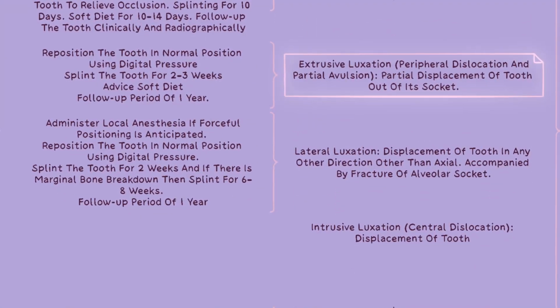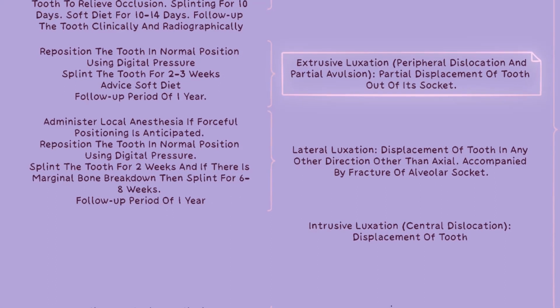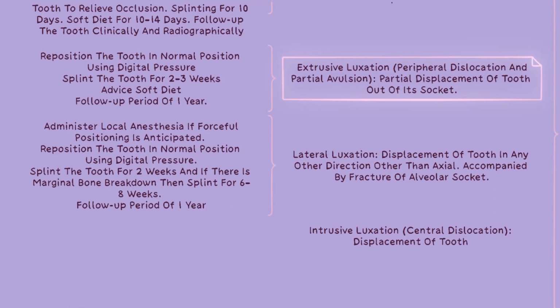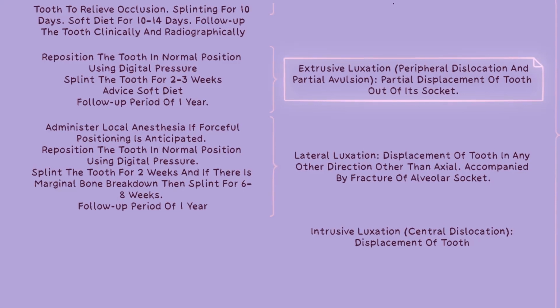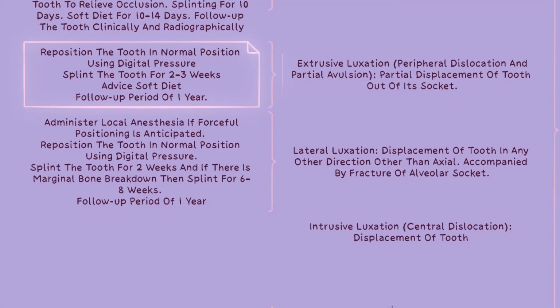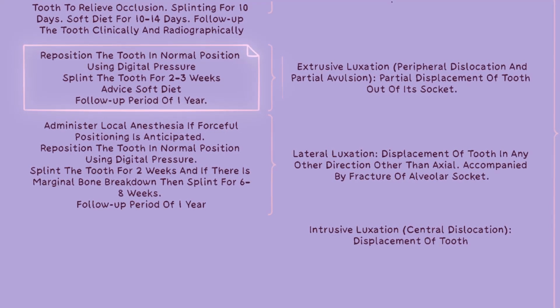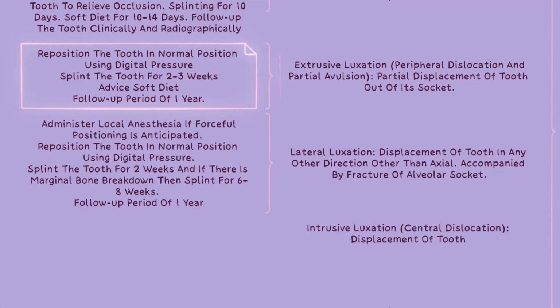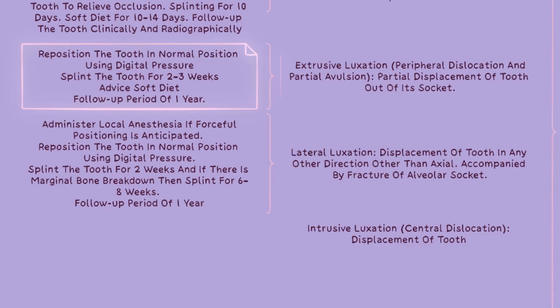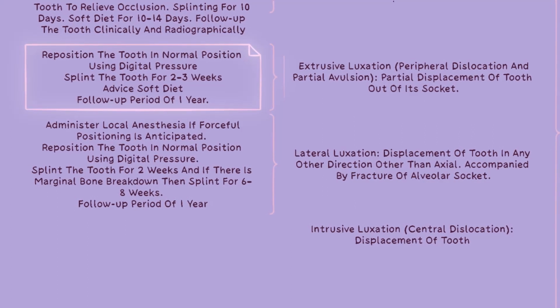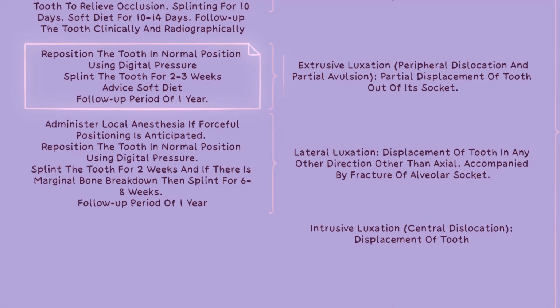Extrusive luxation is a type of peripheral dislocation and partial avulsion of the tooth. In this case, the tooth is slightly displaced from its socket. Treatment includes careful repositioning of the tooth back to its original position using digital pressure. Then it is splinted for 2 to 3 weeks and the patient is put on soft diet. Follow-up of the tooth is done after 1 year.